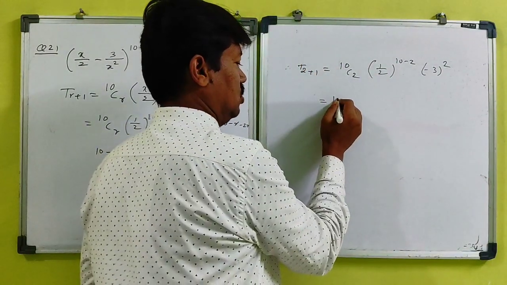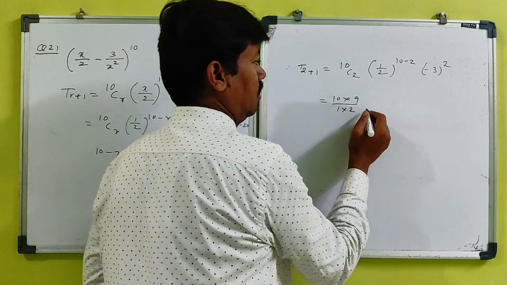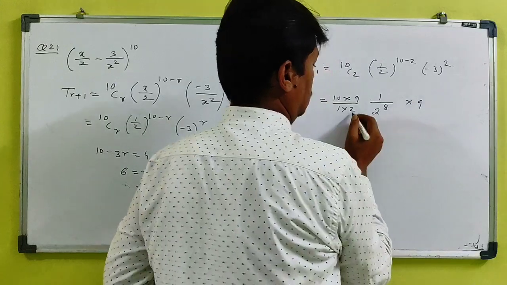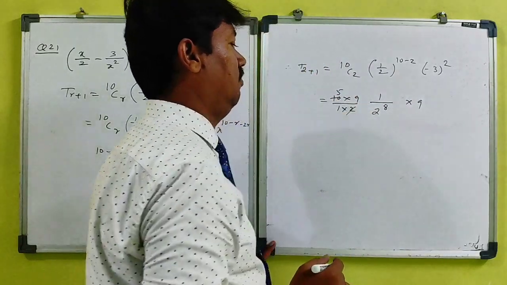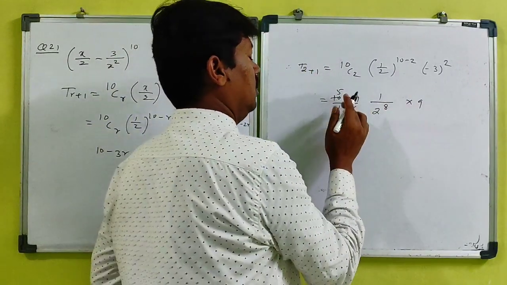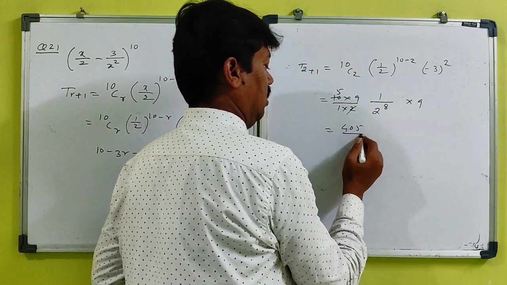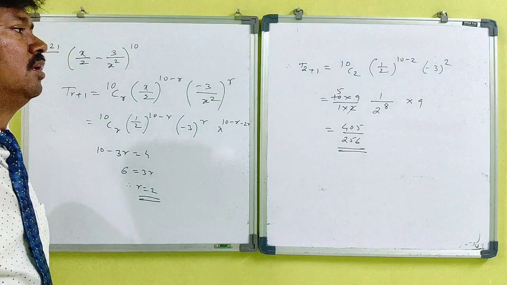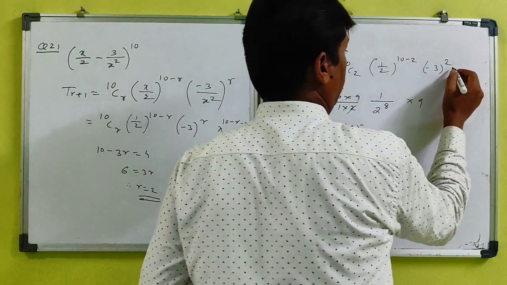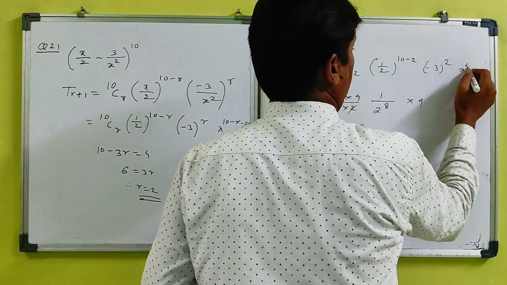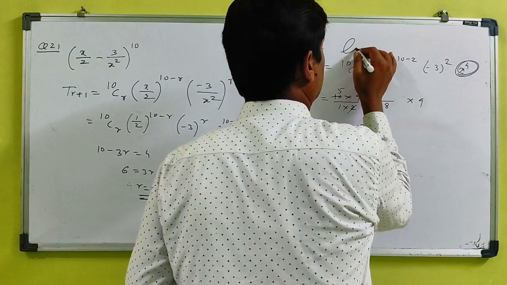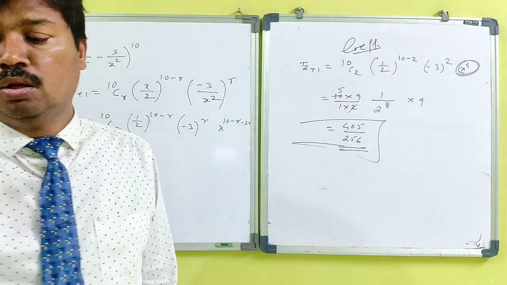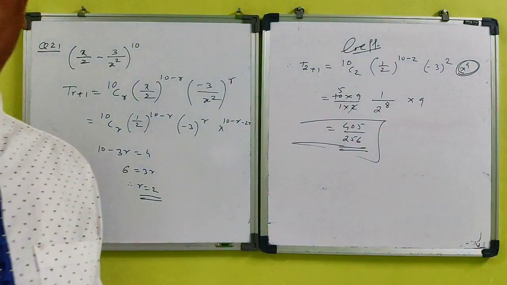So the answer is 10C2, which is 10 into 9 upon 1 into 2, times 1 upon 2 raised to 8, into 9. So this is cancelled here. 5 into 9 is 45, or 9 into 9 is 81, into 5. So it is 405 upon 256. That is the coefficient, and here it will be x raised to 4, obviously, but we want the coefficient only. So the coefficient is 405 upon 256. That is option 1.